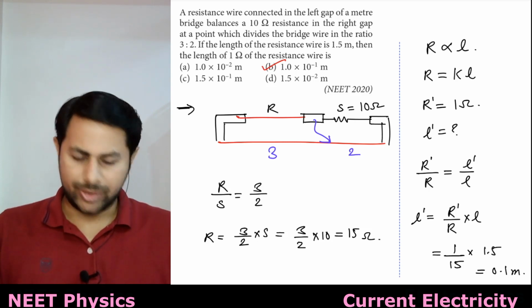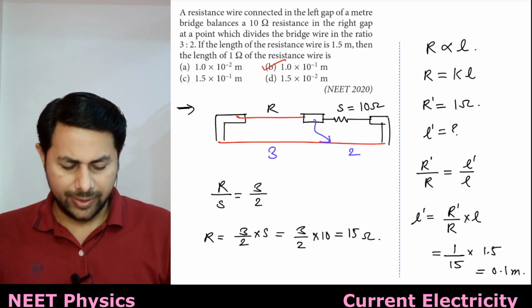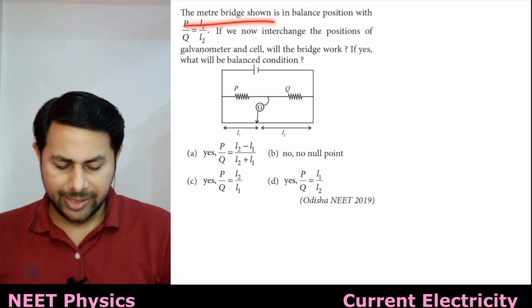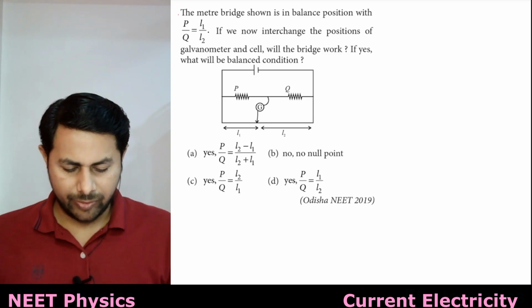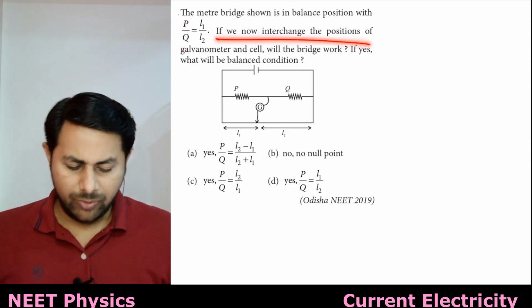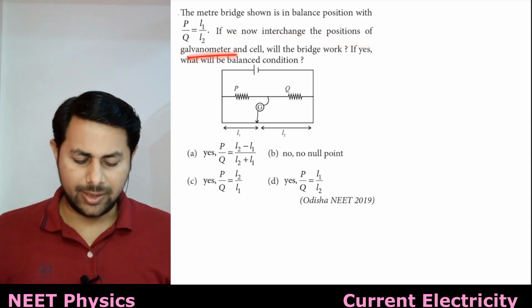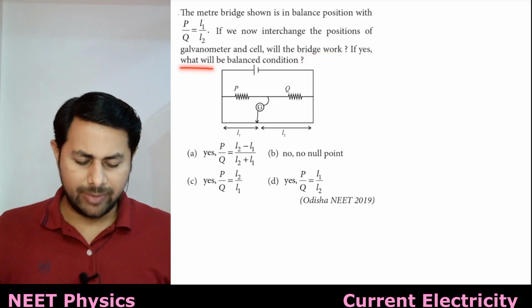Right. So a simple question. This is from NEET 2020. Let's see the next one. The meter bridge shown is in the balance position with P by Q equal to L1 by L2. If we now interchange the positions of galvanometer and cell, will the bridge work? If yes, what will be the balance condition?